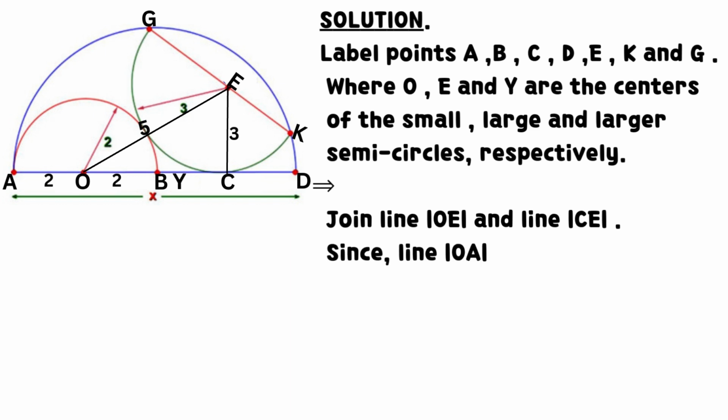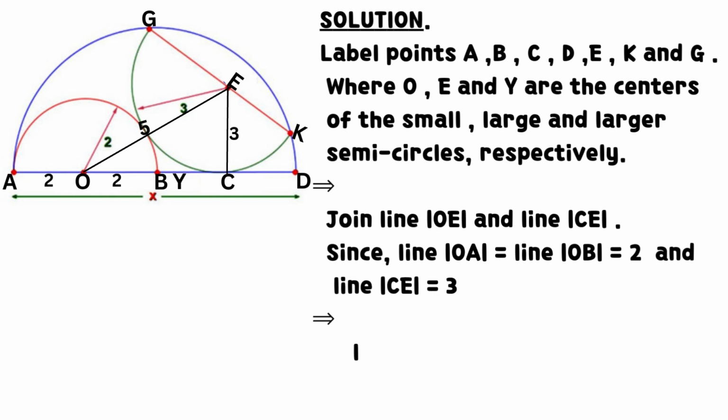Since line OA equals line OB, which equals 2, and line CE equals 3, it implies that line OE equals the sum of 2 and 3, which equals 5. Also, line OY equals R minus line OA, which equals R minus 2.